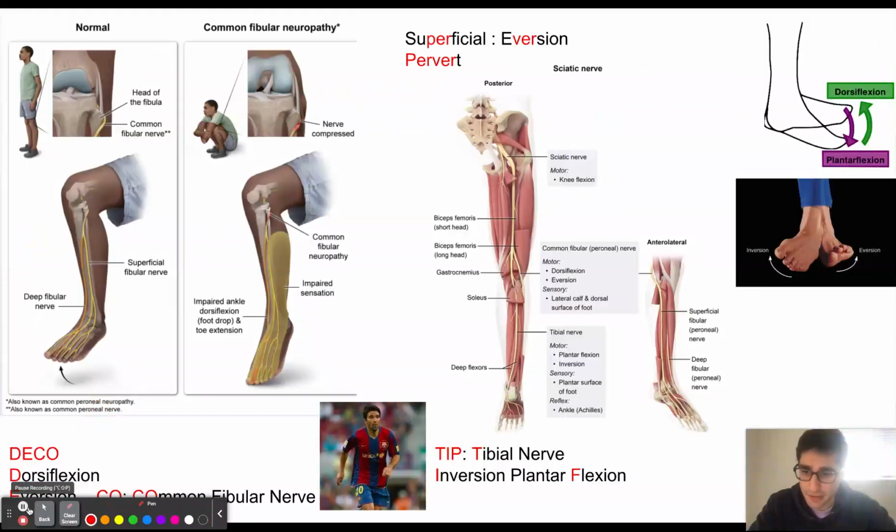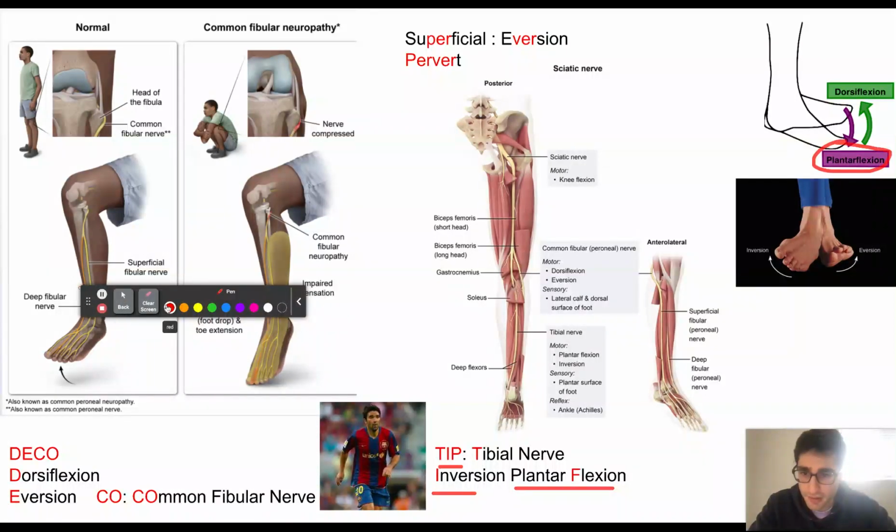Now, the other mnemonics that you can use to help you remember the function of these nerves: you can use the mnemonic TIP for the functions of the tibial nerve, which is going to be for inversion and plantar flexion. So this is going to be plantar flexion. And you can use the mnemonic DECO for the motor functions of the common fibular nerve. Remember that Deco used to be a Brazilian soccer player, and that is how I remember the motor functions of the common fibular nerve. The D is going to be for dorsiflexion, and the E is going to be for eversion. So hopefully these mnemonics help.